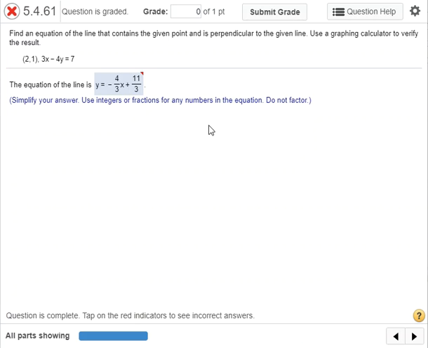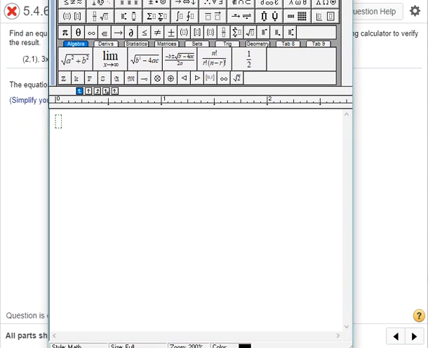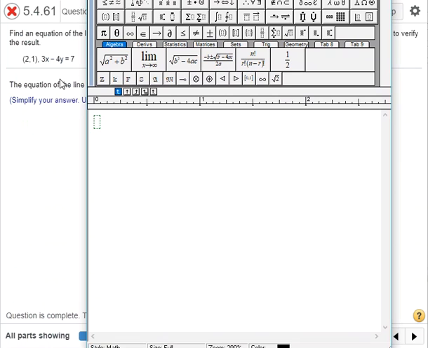This question is from section 1.5b, number 20. We are again finding the equation of a line perpendicular to a given line through an ordered pair. So let's take a look at this process. This time the line is not solved for y, so I don't yet know its slope. So we're going to have to solve it for y first.